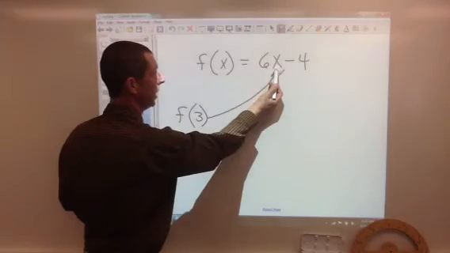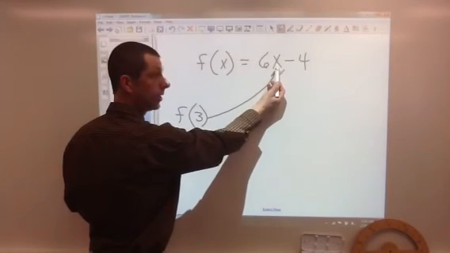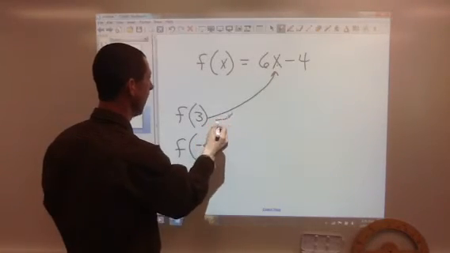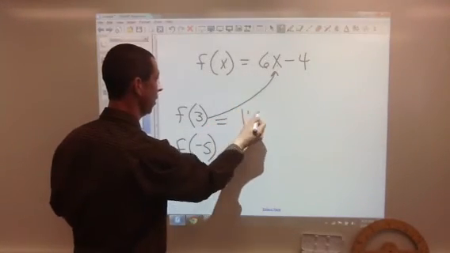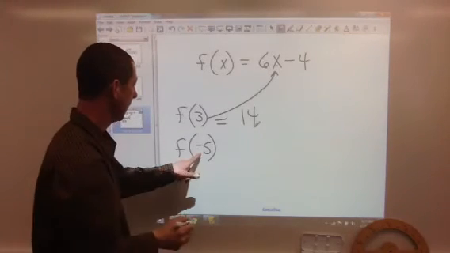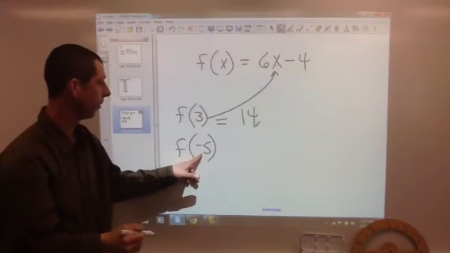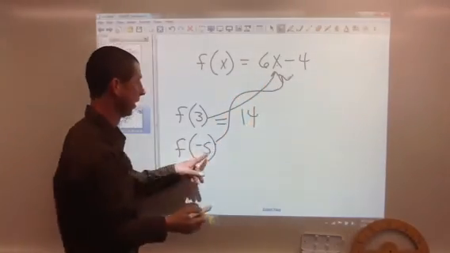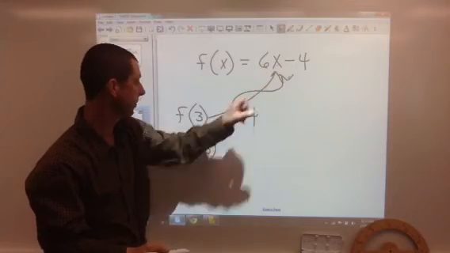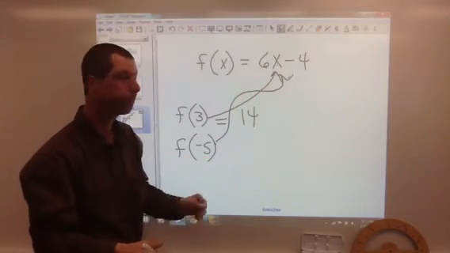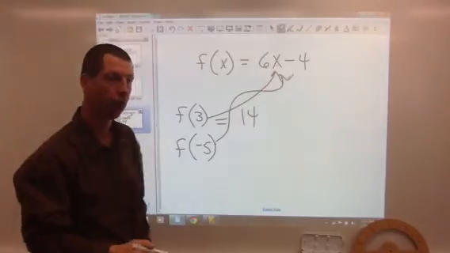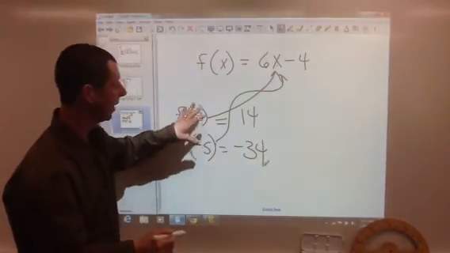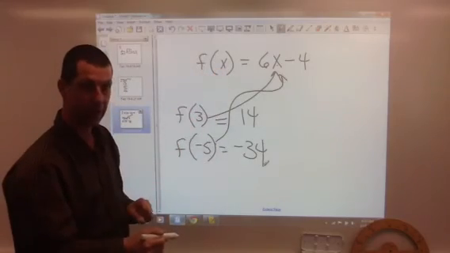So if I put 3 in here, 6 times 3 is 18. 18 minus 4 is 14. So the f of 3 for this situation here would be 14. Now we have one a little bit different, a negative number. So we take this, -5, and we stick it in for x. So now we got 6 times -5, which is -30. -30 minus 4 is -34. Okay, so those would be the answers for that scenario.